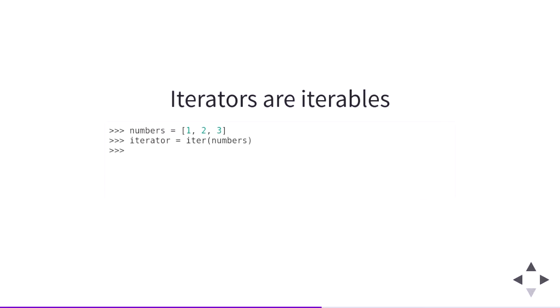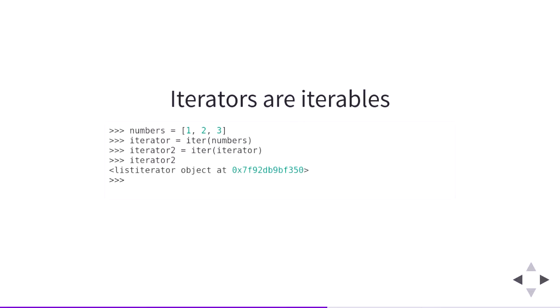So I haven't been telling you the truth, or at least I haven't been telling you the whole truth here. There is something very important that I forgot to mention about the iterator protocol. Iterators are also iterables. All iterators are iterables. What that means is that you can get an iterator from an iterator using the built-in iter function in Python, just like we can with any other iterable.